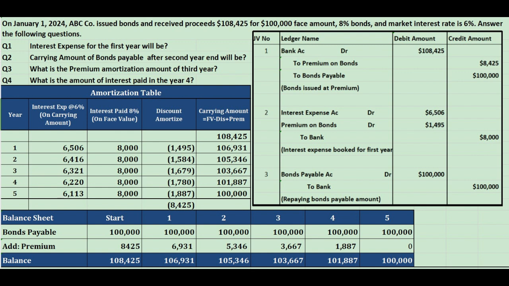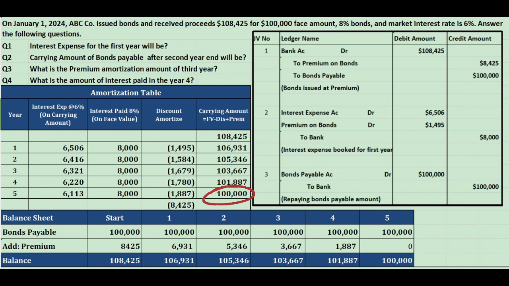Now our carrying amount is face value plus premium, so it is $108,425. We will book interest expense at market interest rate of 6% on carrying amount each year. So first year 6% of $108,425 is $6,506. Actual interest payment is $8,000. The difference between the two, $1,495, is the premium amortization for the first year, which will be deducted from the carrying amount of bonds. In this way carrying amount of bonds will reach its face value of $100,000.